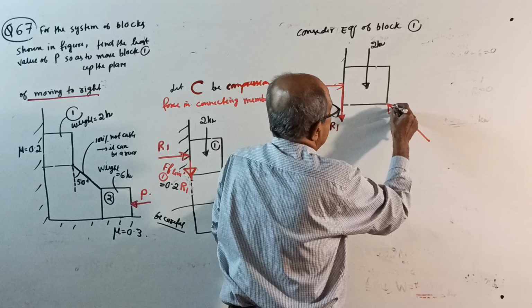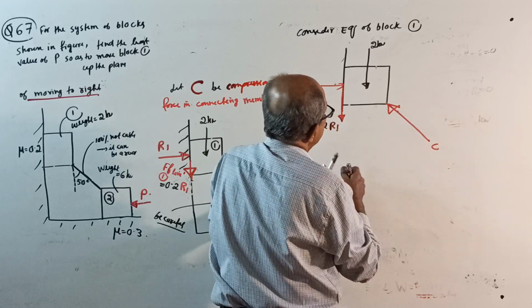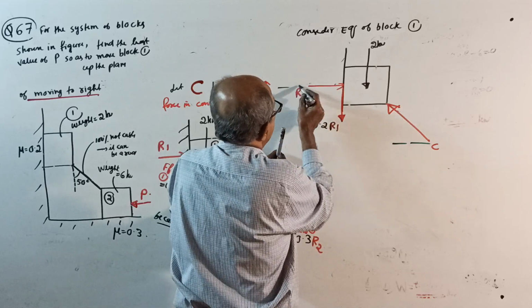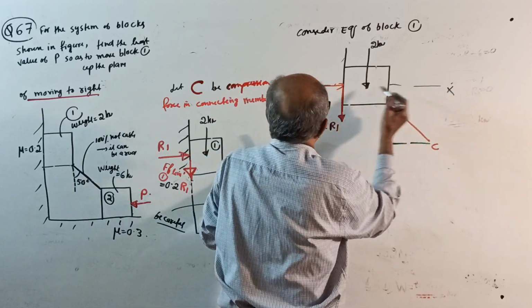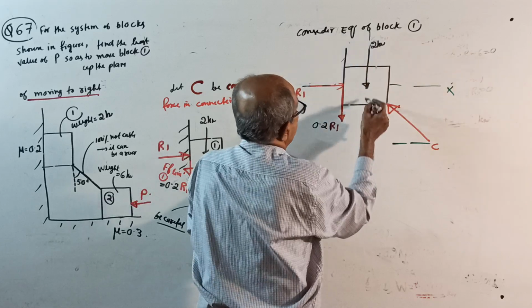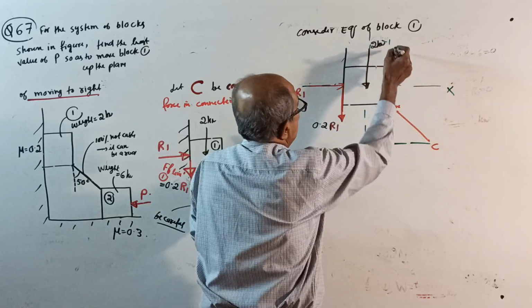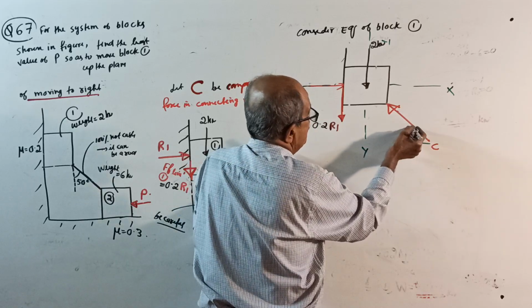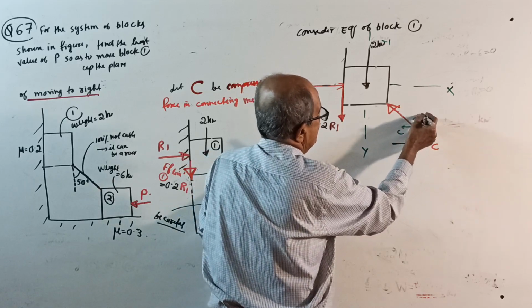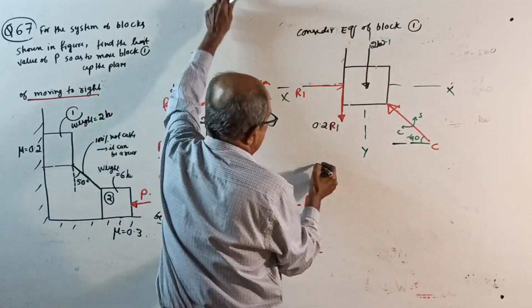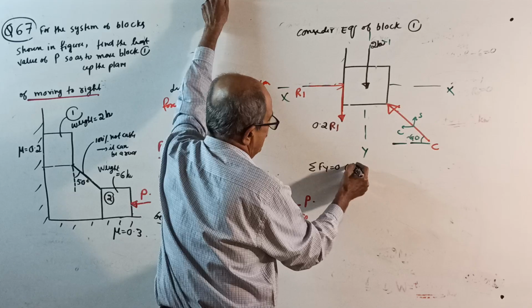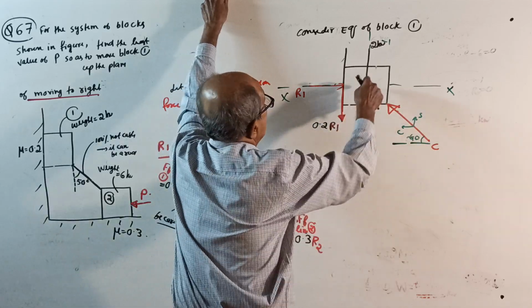Compression force C here, which makes an angle with the XX, this is your XX, this is your YY. With the XX, it makes a 40-degree angle. So this is cos, this is sine. Start: Sigma Fy = 0, take upward positive.